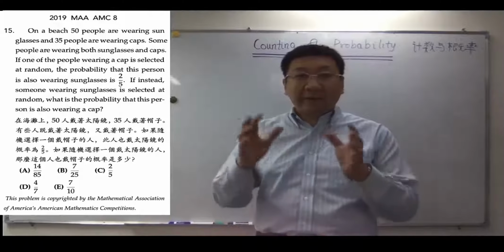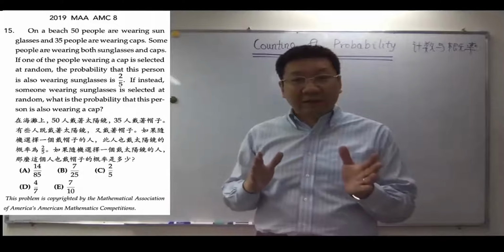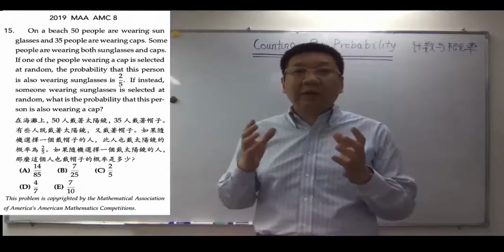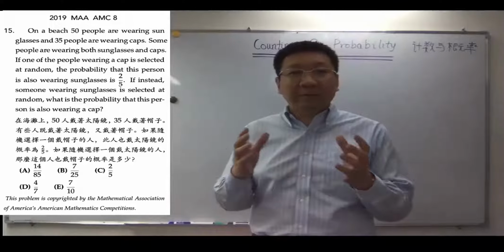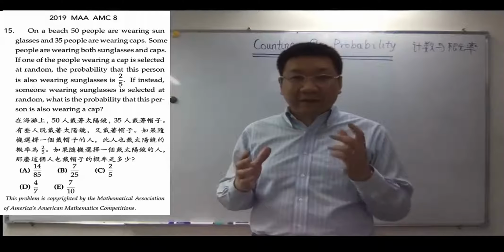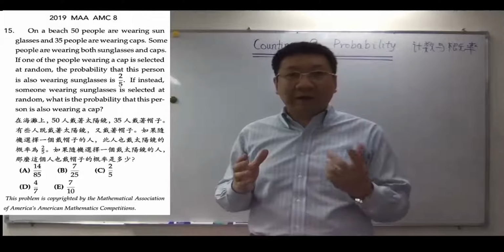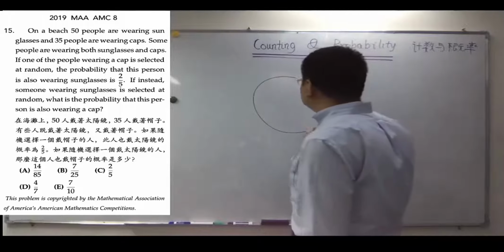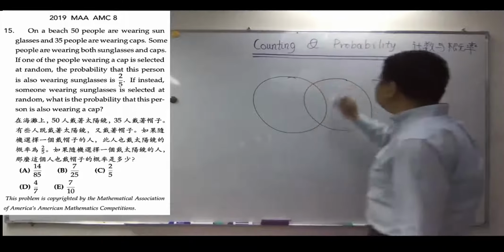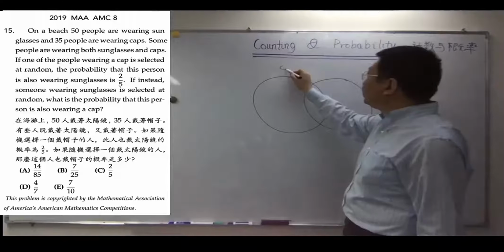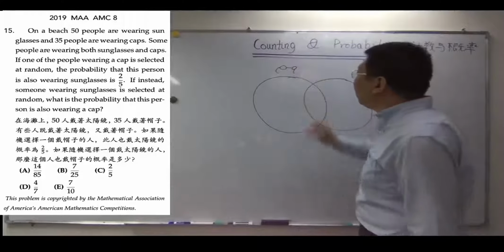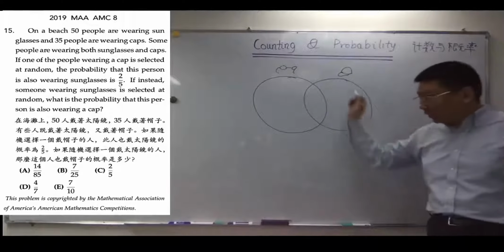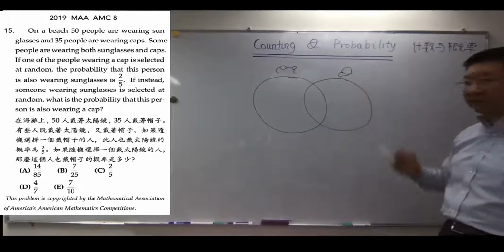Question 15, and that's a probability question. But this question is similar to the previous question in the sense that we also consider two criteria. So we have a bunch of people here on the beach. We consider whether they wear sunglasses or they wear hats. So we can draw two circles to denote the two types of people. The left circle means people who wear sunglasses, and the right side circle means people that wear hats.